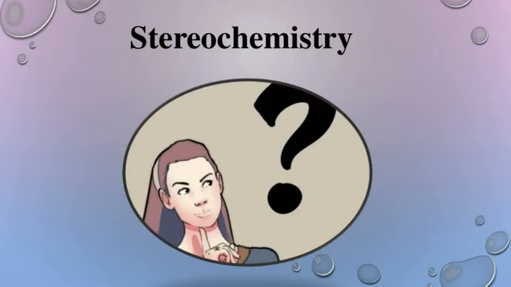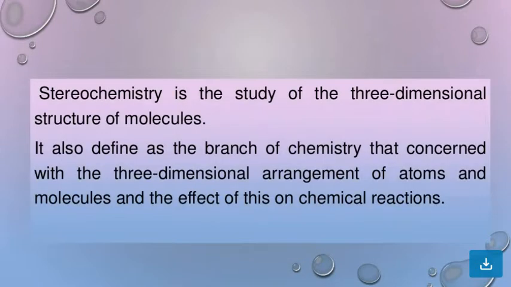Today in this video, I am going to talk on stereochemistry. So let us start learning stereochemistry with the definition of stereochemistry. So what is stereochemistry? Stereochemistry is the study of the three-dimensional structure of molecules. It is also defined as the branch of chemistry that is concerned with the three-dimensional arrangement of atoms in molecules and the effect of this on chemical reactions.